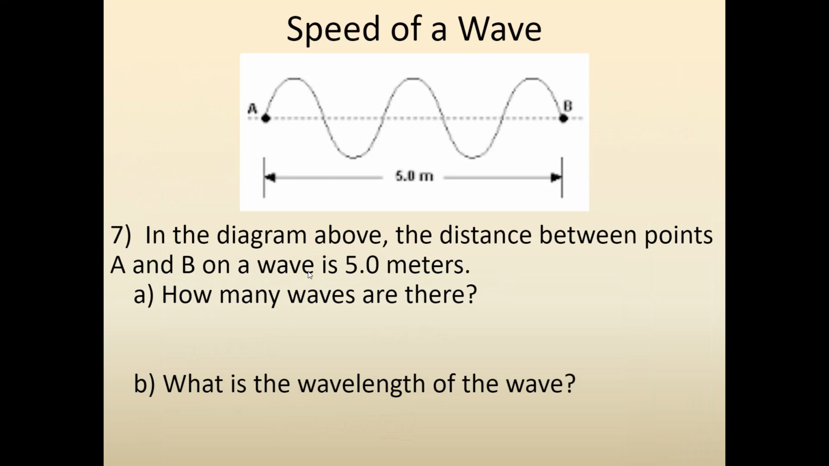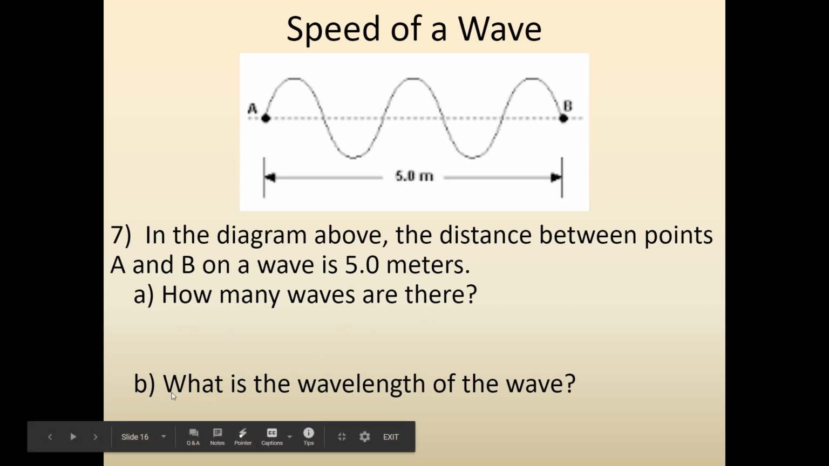All right. So for part A, they want to know how many waves there are. So looking at this, there's one crest, one trough. That's one wave. Two crests, two troughs. That's two waves. And then a third crest, but no more troughs. So that is 3.5 waves. So A would be 3.5 waves.